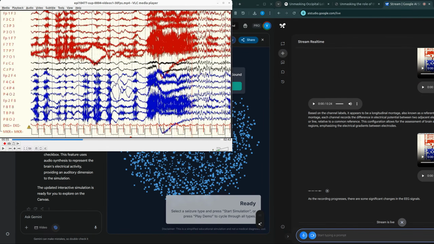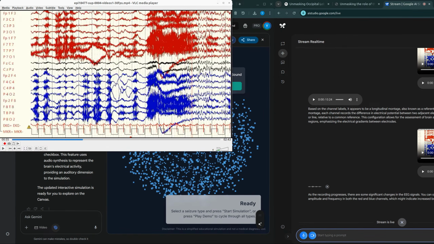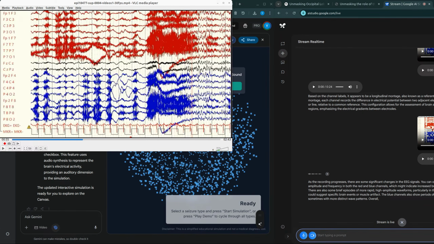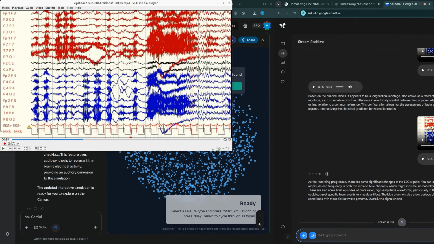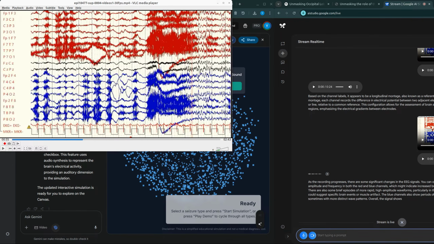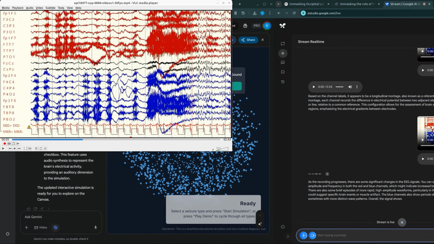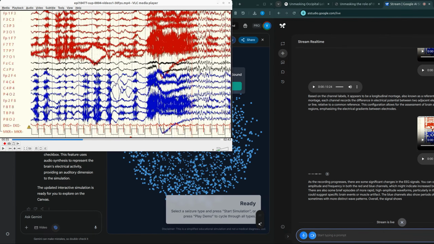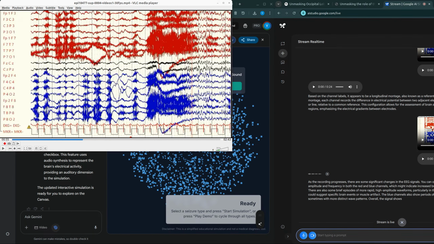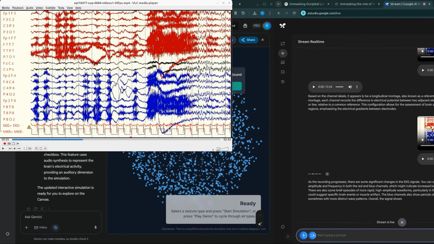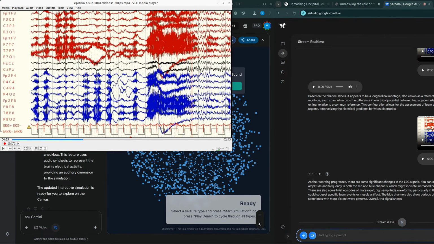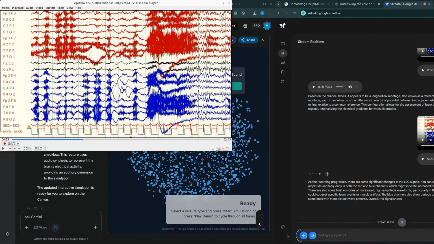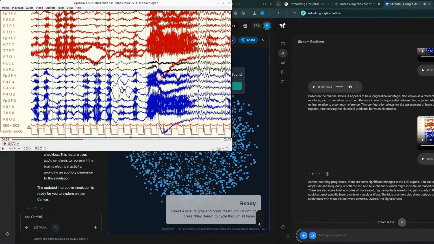As the recording progresses, there are some significant changes in the EEG signals. You can observe periods of increased amplitude and frequency in both the red and blue channels, which might indicate increased brain activity or artifacts. There are also some brief episodes of more rapid, high-amplitude waveforms, particularly in the red channels, which could suggest specific brainwave events or muscle artifact. The blue channels also show periods of increased activity, sometimes with more distinct wave patterns.